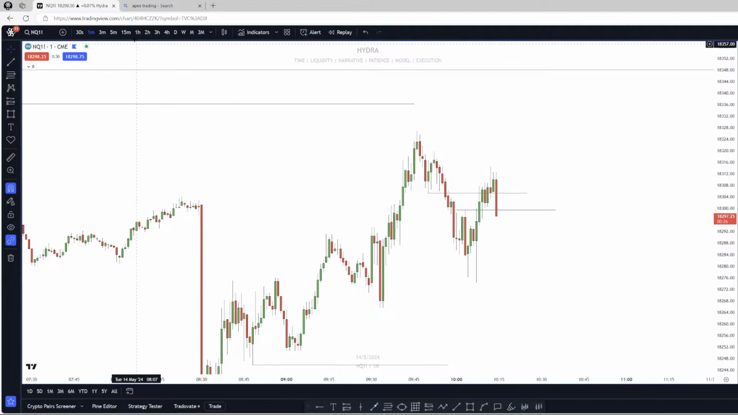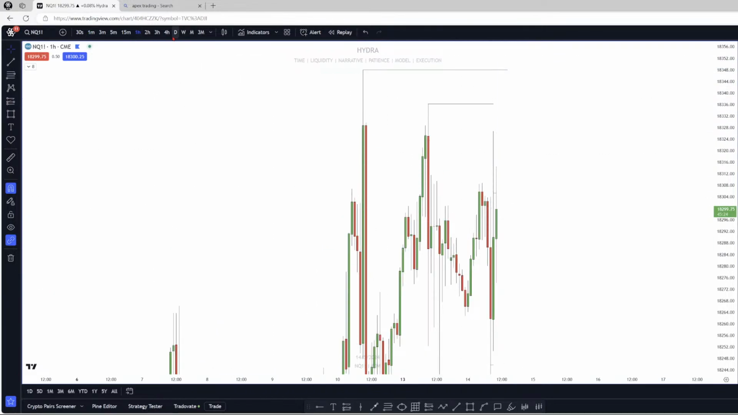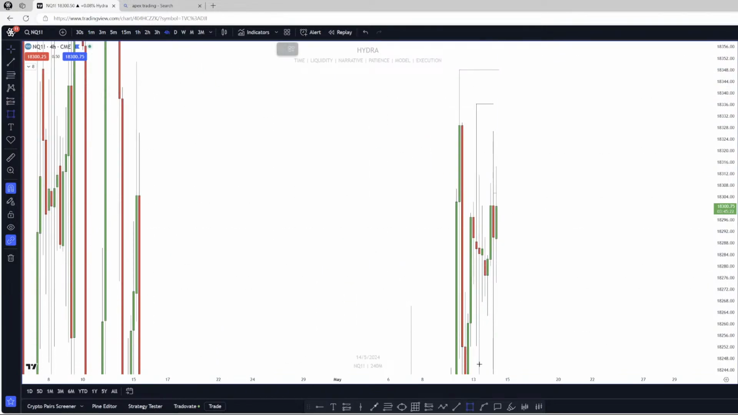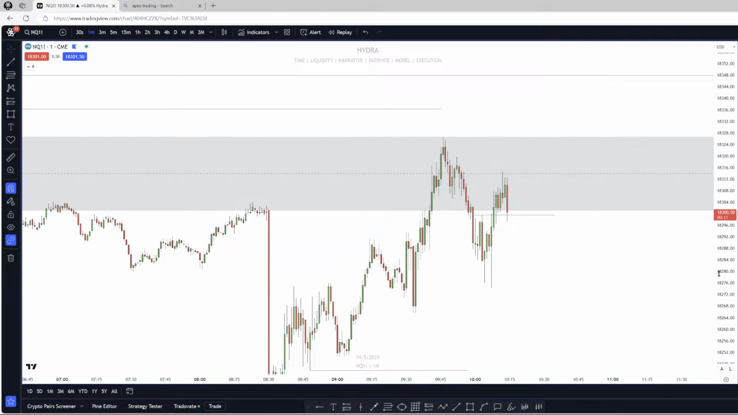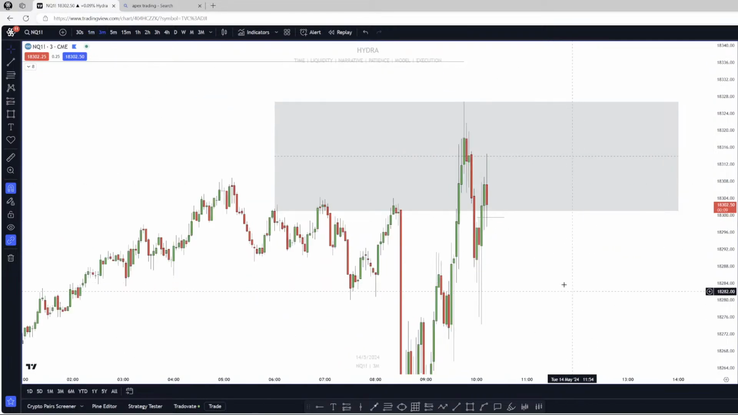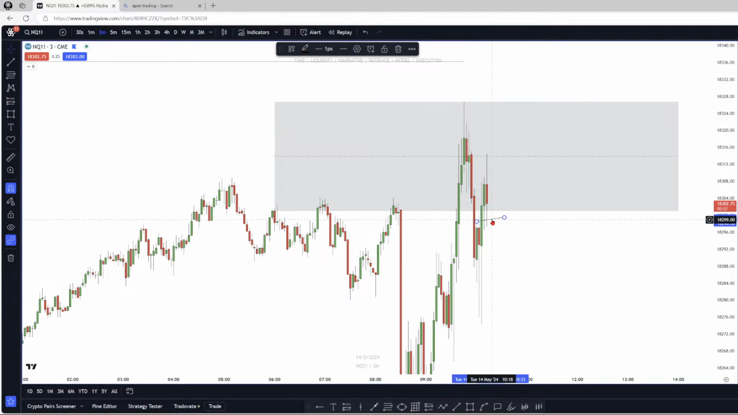Getting some rejection, still inside this 4-hour wick. And I think we hit the consequent encroachment, right? Yes, consequent encroachment coming here. We just hit the consequent encroachment at this point. And looking at this 3-minute fair value gap again, it already got violated, so we're also retesting this area.